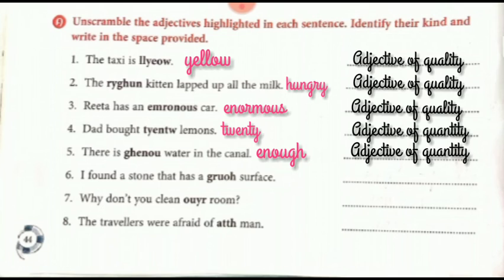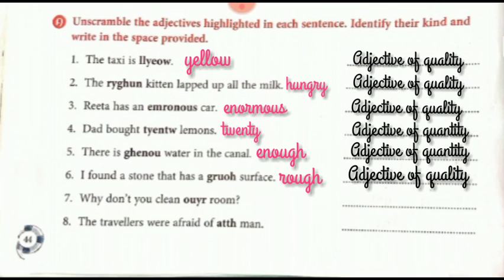Sixth one, I found a stone that has a dash surface. What word is this? Could you find it? Rough. How is the surface? A rough surface. So it explains the quality of the surface. So it is an adjective of quality.